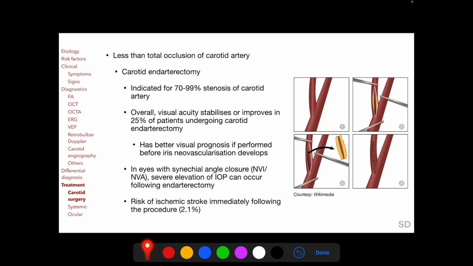In carotid endarterectomy, an incision is made in the affected portion of the carotid artery, the plaque within the carotid artery removed, and the carotid artery then sutured. Overall, visual acuity stabilizes or improves in 1/4 of patients undergoing carotid endarterectomy, and the visual prognosis is better if carotid endarterectomy is performed before iris neovascularization develops.